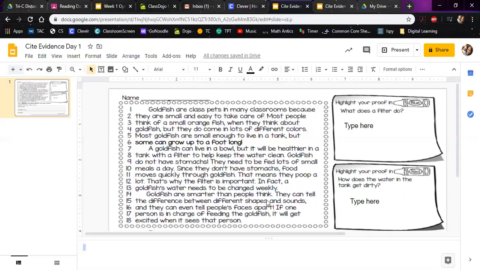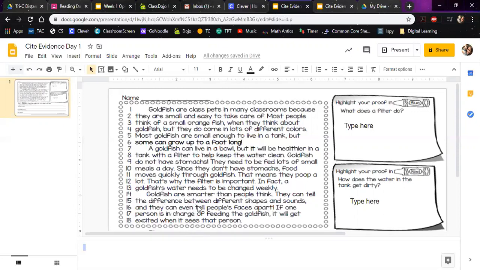Goldfish are smarter than people think. They can tell the difference between different shapes and sounds, and they can even tell people's faces apart. If one person is in charge of feeding the goldfish, it will get excited when it sees that person.